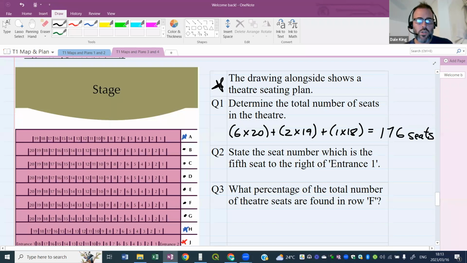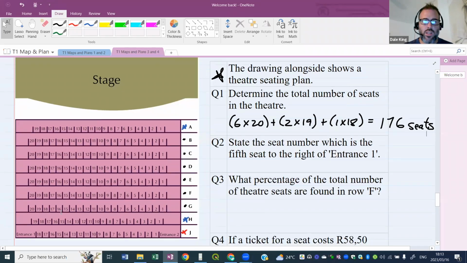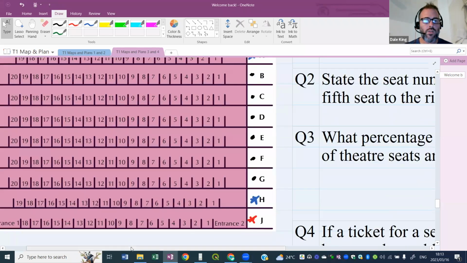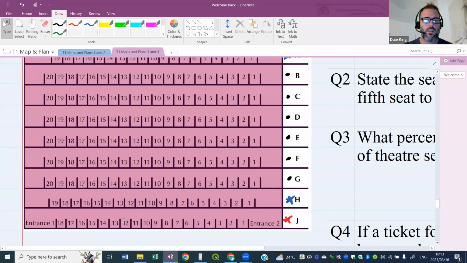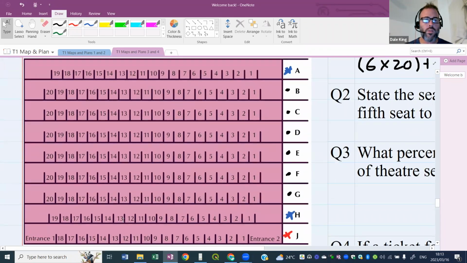Very good. All right. Question 2. State the seat number which is the 5th seat to the right of entrance 1. The 5th seat to the right of entrance 1. What is its seat number? I'm just going to zoom in. The 5th seat to the right of entrance 1. What is its seat number?